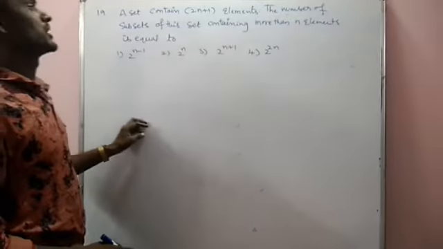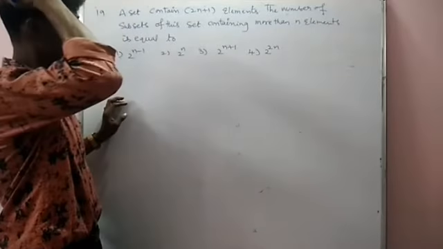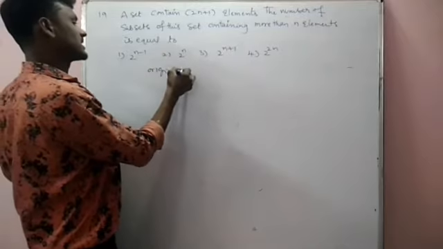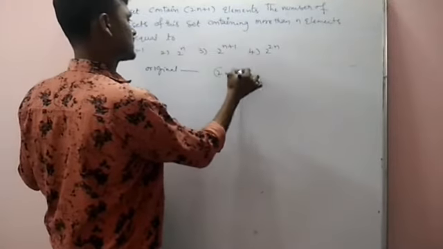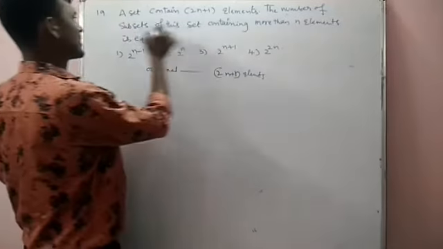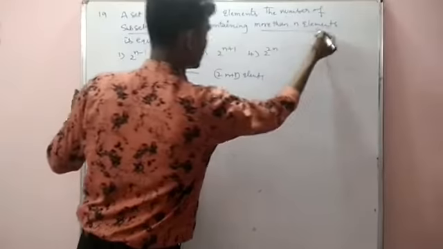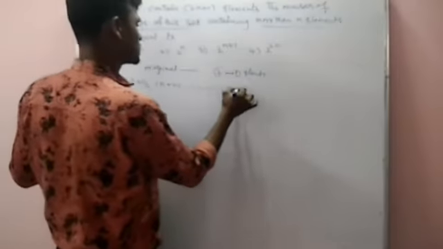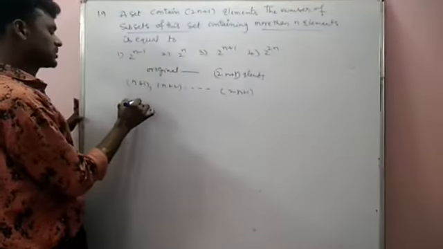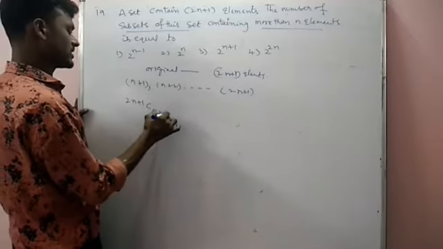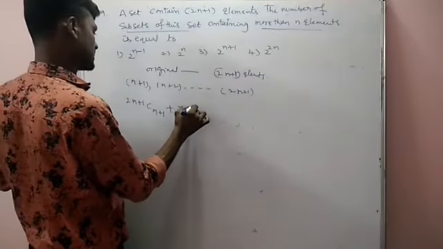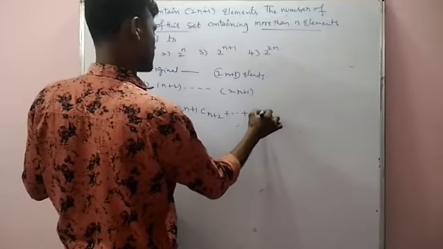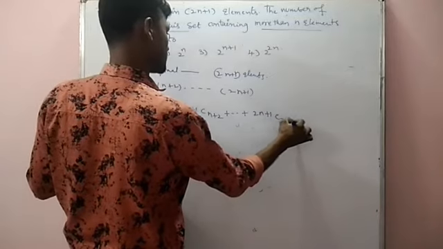Okay, next question: a set containing 2n plus 1 elements. The number of subsets of this set containing more than n elements is equal to what? Here the original set contains 2n plus 1 elements. More than n elements means n plus 1 elements, n plus 2 elements, and so on up to 2n plus 1 elements. Then you have to take 2n plus 1 c n plus 1, plus 2n plus 1 c n plus 2, and so on up to 2n plus 1 c 2n plus 1.